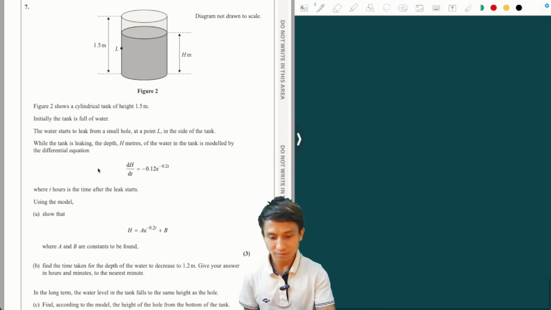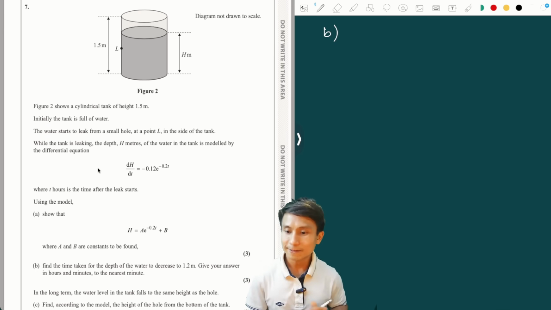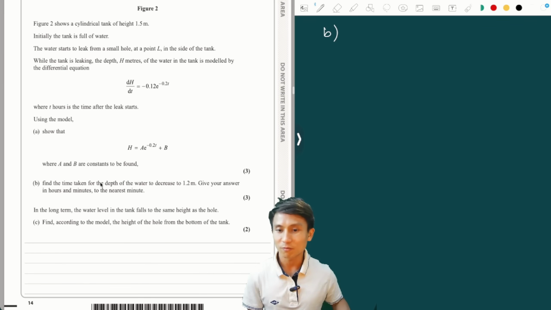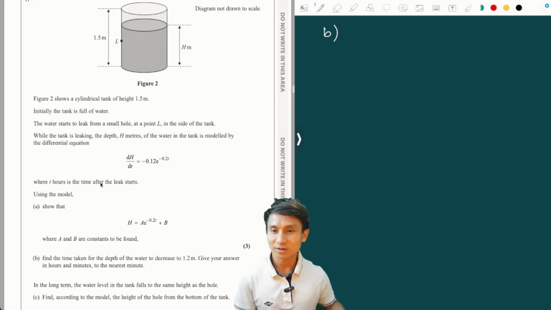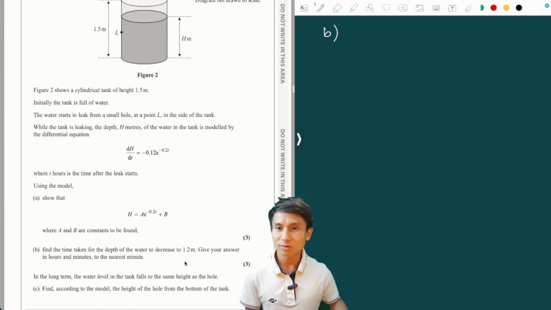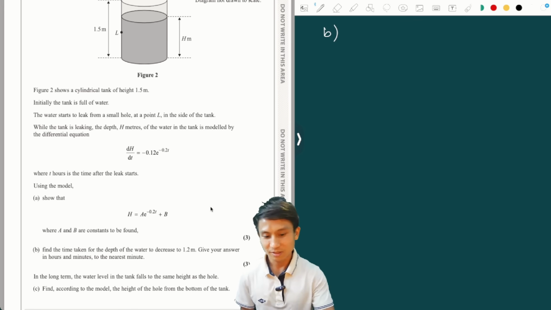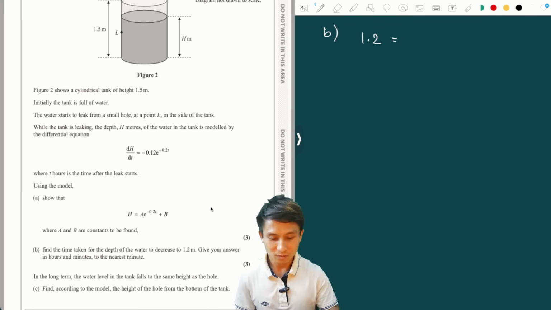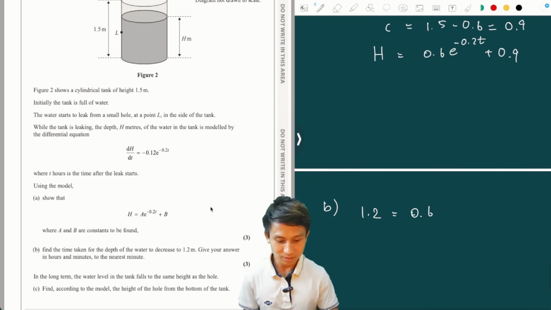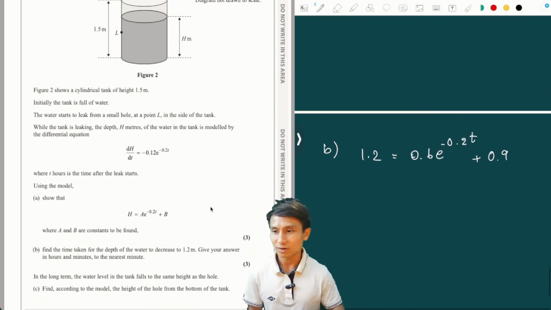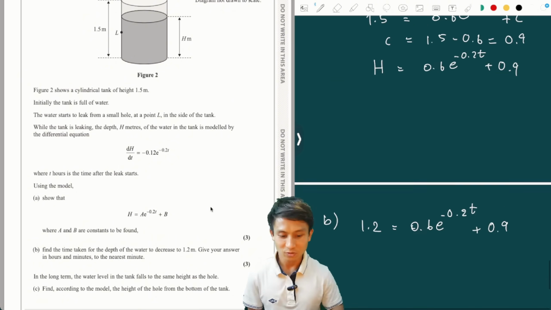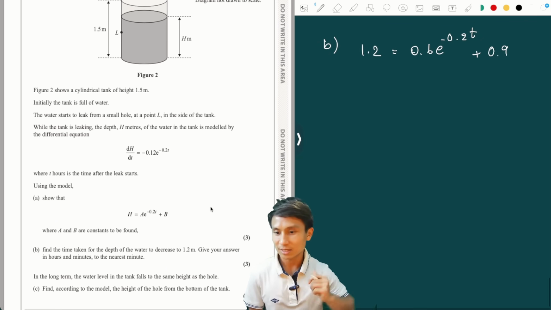Okay, next one, part B. Part B, find the time taken for the depth of water to decrease to 1.2 meters. Okay, so for the depth to decrease to 1.2, basically we can just substitute 1.2 into the h here. So 1.2 equals, what was the equation again? 0.6 e to the minus 0.2 t plus 0.9. That's just the equation we got earlier, right? We're going to be using that to solve for the time.